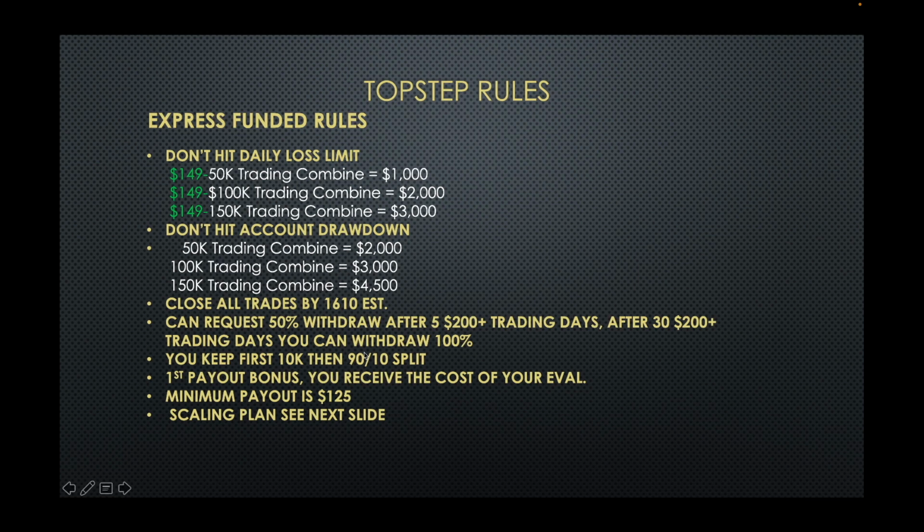Now your first 10,000, I don't have that listed here. With Top Step, you get to keep the first $10,000, and then it's a 90/10 split, same thing as before. Regardless of how many accounts you have, this is across all of your accounts. So once they pay you $10,000, it turns into a 90-10 split, regardless if you have 5 accounts or 10 accounts.